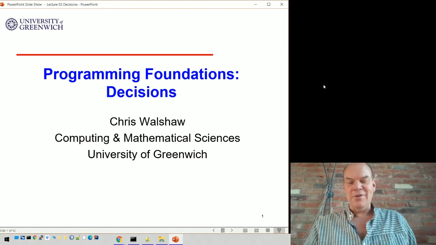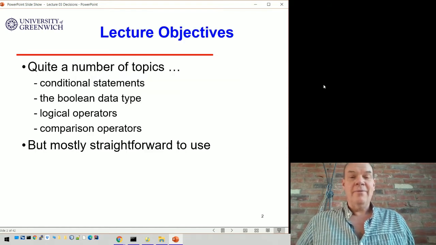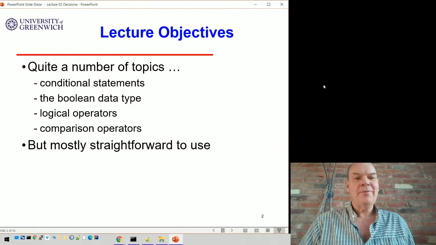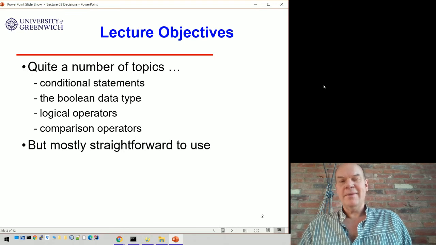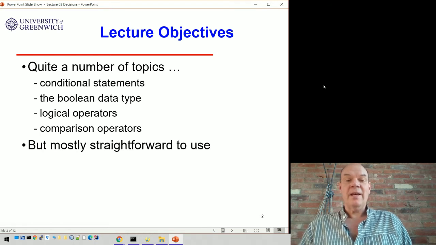Today's topic is decisions. In fact, there's quite a lot of little topics that we'll be dealing with in this lecture. So there's conditional statements: if, else, elif, the Boolean data type, some logical operators like and or, and comparison operators.